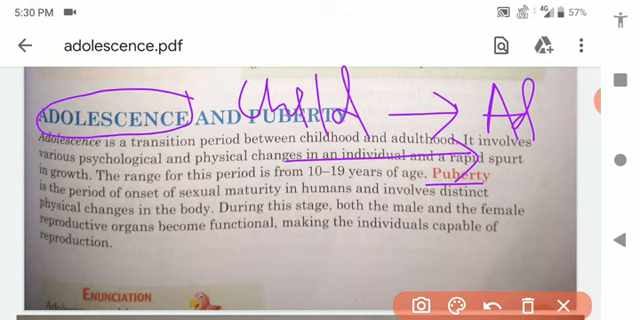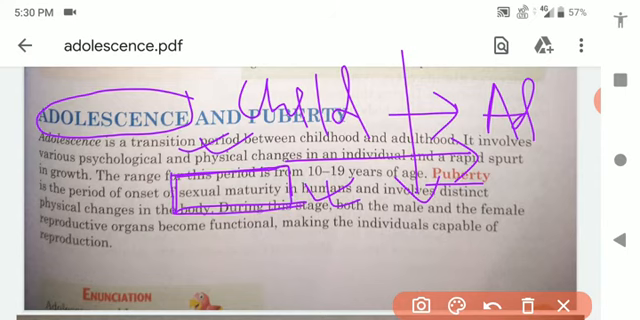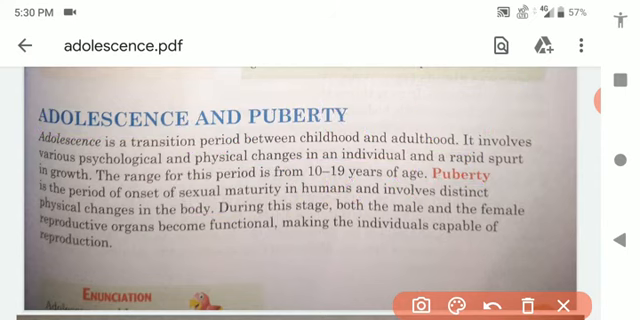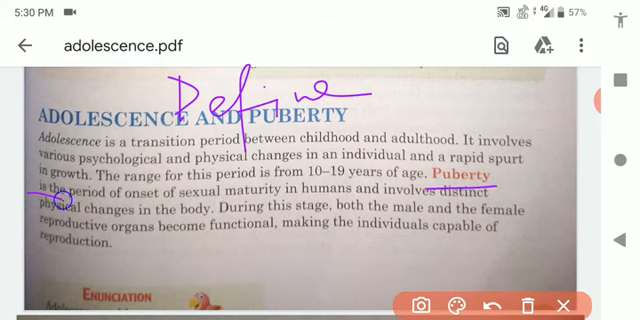So you can see that in this period, that is in adolescence, sexual maturity can be seen. A child sexually matures into an adult. This sexual maturity in a child, the period in which this happens, is called puberty. It is written over here. Note down this question: define puberty. I have already told you. Define puberty. So puberty is the period.